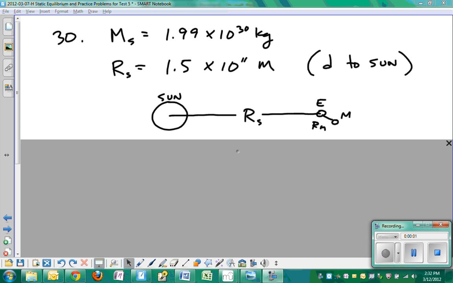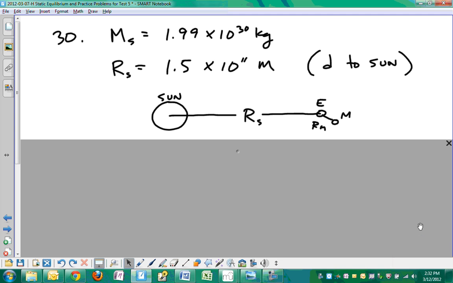All right, so a quick video here of problem number 30, which asks, which is it, the moon or the sun, which exerts a greater gravitational force on Earth? Well, what we've got to do is figure out the gravitational force. Now, you could run the numbers and determine the gravitational force exerted by a person standing on Earth. I'm sorry, I misstated earlier. It's a person standing on Earth's surface.